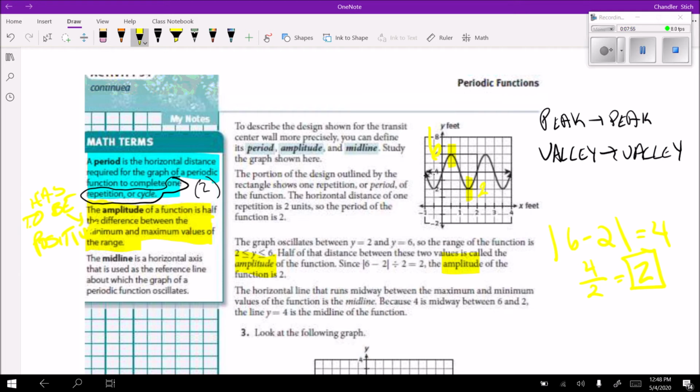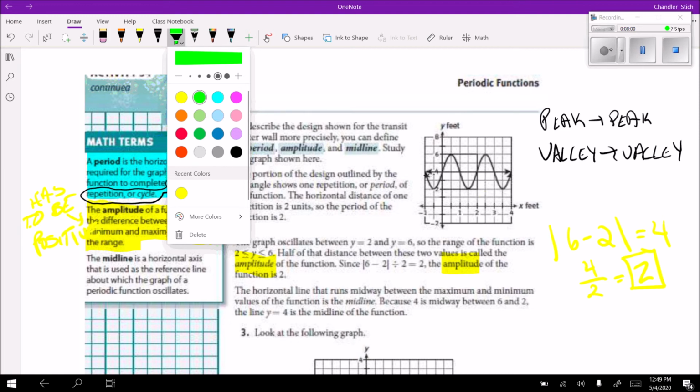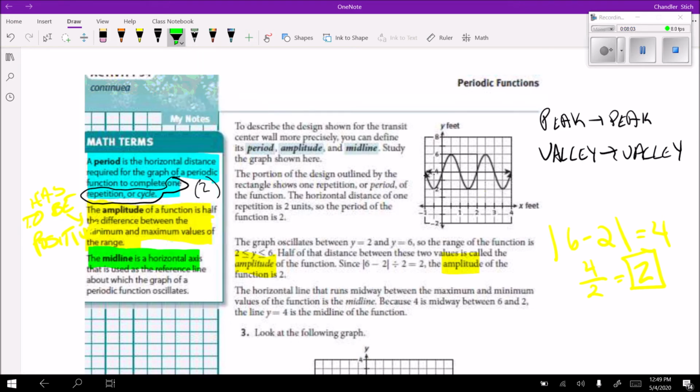The last one. The midline is a horizontal axis that is used as a reference line about which the graph of the periodic function oscillates. Again, big words there. Essentially, here's what you do. You're looking for a midline between the peak and the valley. Here's my peak at 6. Here's my valley at 2. Well, what's in the middle of 6 and 2?